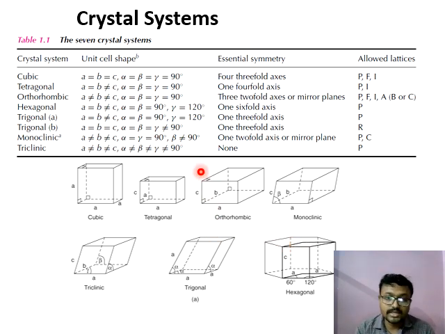Why different types? Because of the variation of a, b, c, and alpha, beta, gamma. When a, b, and c are all the same, and alpha, beta, gamma are also the same and 90°, we will get a cubic crystal. Right? Again, when a and b are the same but not equal to c, and alpha, beta, gamma are 90°, it's a tetragonal crystal. Right? So we will get different types of crystal, but we will discuss mainly the cubic crystal.